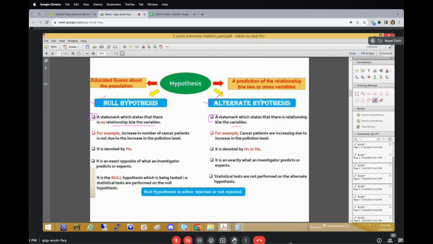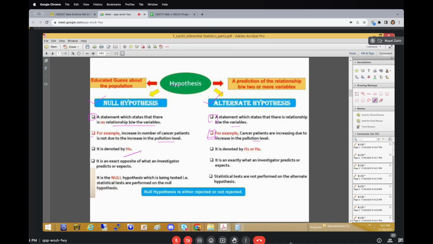There are our dependent and independent variables. Okay, for example, the increase in the number of cancer patients is not due to the increase of population level. So this is a null hypothesis. Usually, we can say that there is an increase of cancer patients, and those are not due to the increase of population. Okay? That is the common belief. But when a researcher claims that cancer patients have increased due to the increase in population level, this is a claim from one of the researchers. So that is our alternate hypothesis.